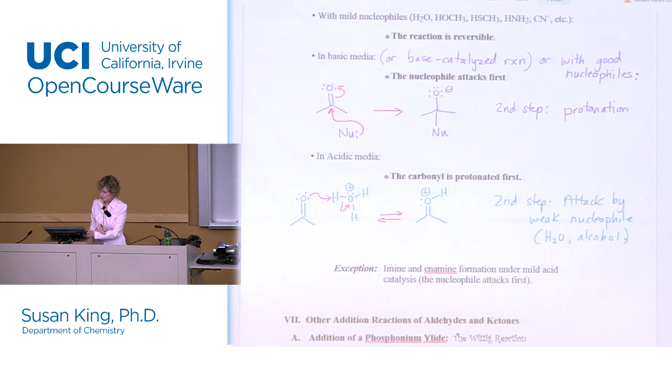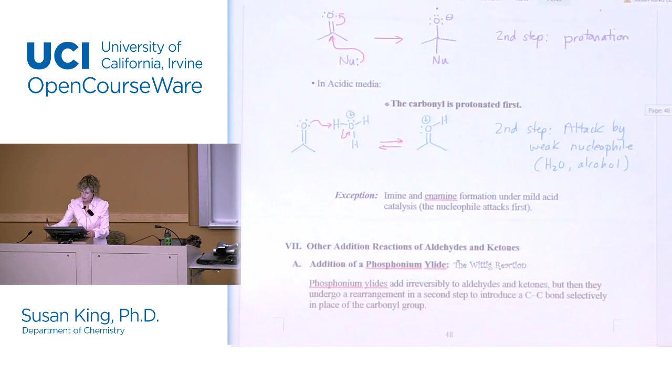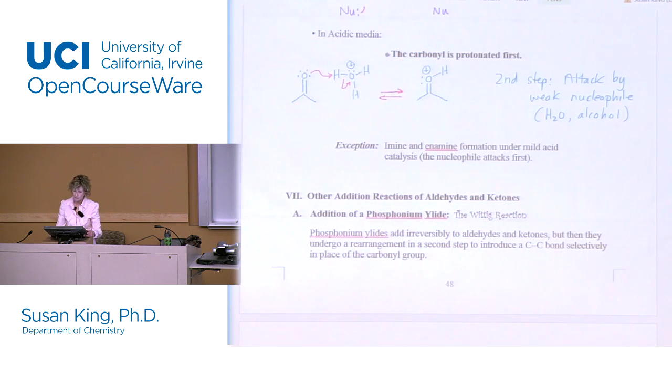All right, so the exception is imine and enamine formation under mild acid catalysis. The nucleophile attacks first. So we saw that that was the last mechanism that we did last time. All right, so that's just a good summary of all of that. Let's talk about other addition reactions of aldehydes and ketones. So we're done with reversible additions, and now we're going to talk about some other addition reactions.